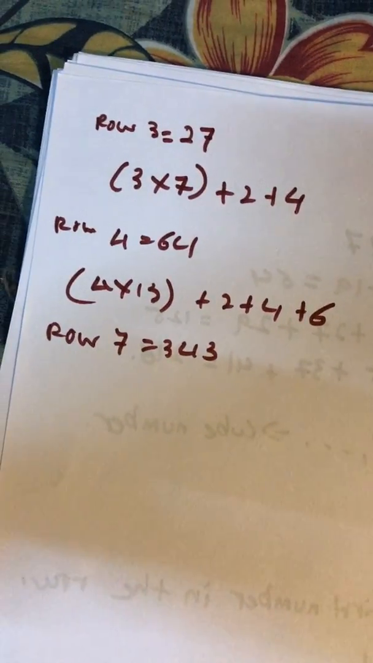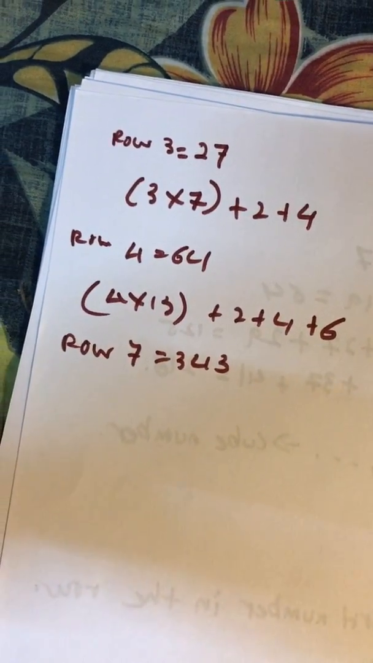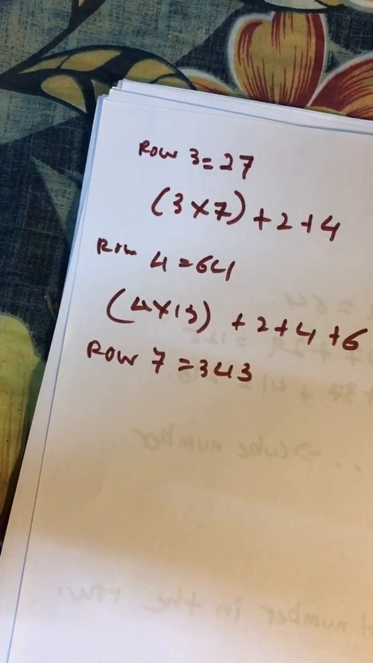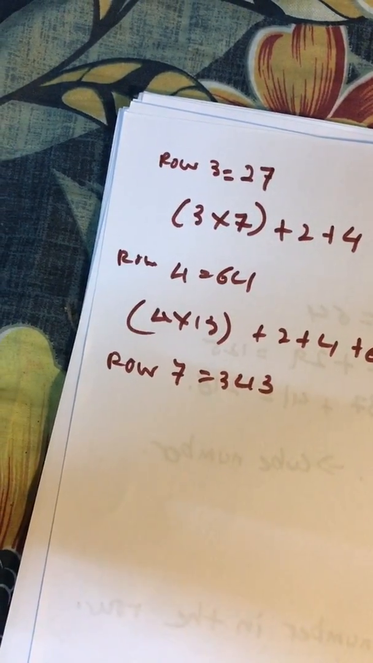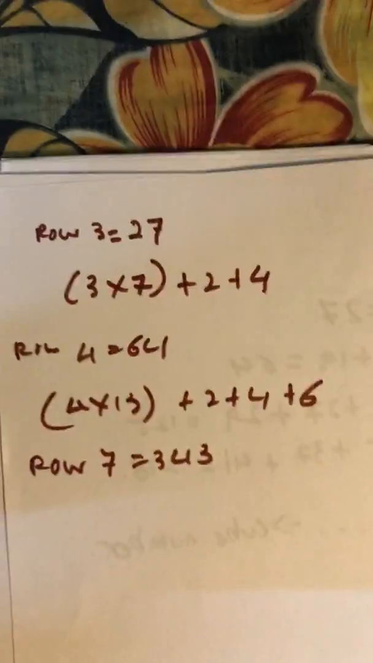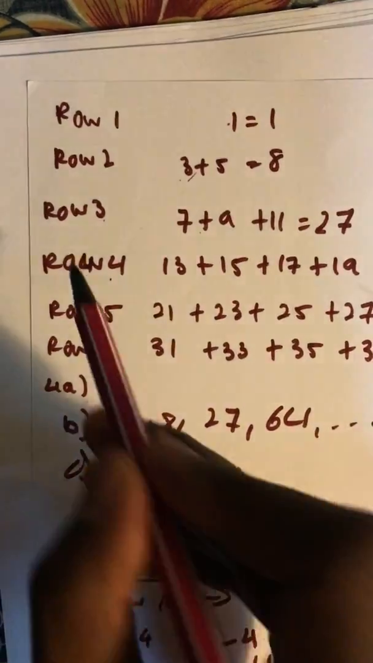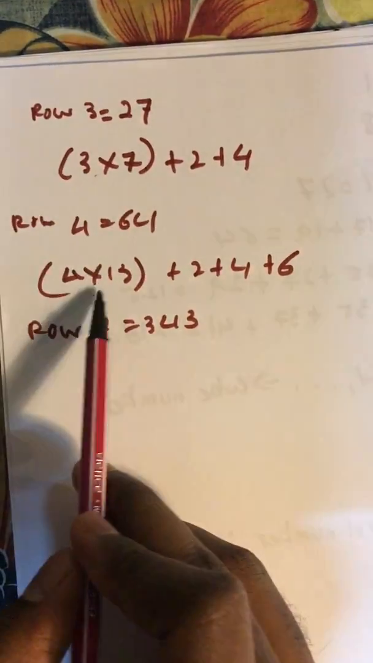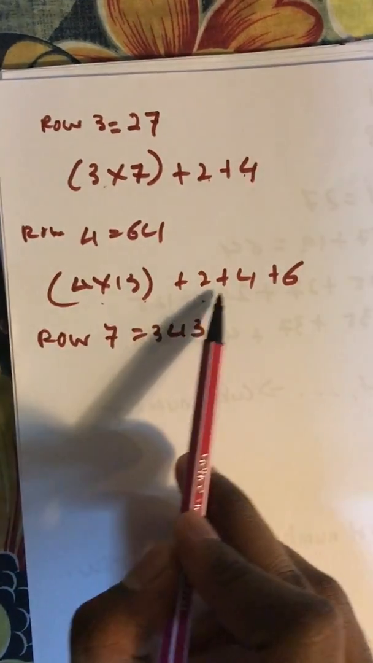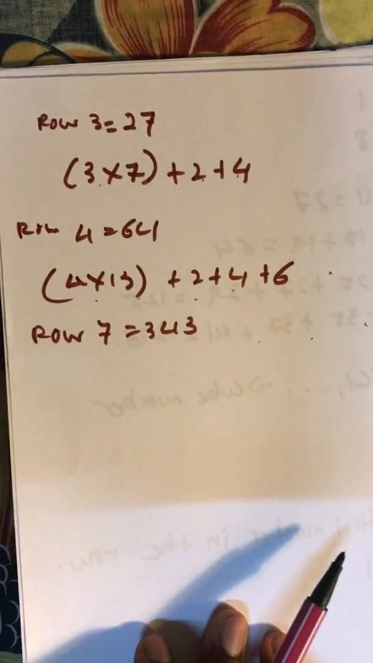How we do this same technique technically is, wait guys, give me a second, let me get from the screen first. Okay, you see 3 times 7, 4 times 13. You see, they take the row times this, then they plus 2 plus 4, then plus 2 plus 4 plus 6. Then for row 5 will be plus 2 plus 4 plus 6 plus 8. That's the pattern.